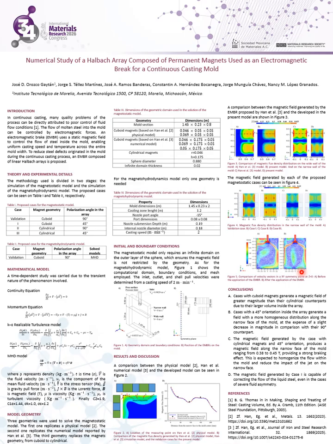As for the conclusions, cases with cuboid magnets generate a magnetic field of greater magnitude than their cylindrical counterparts due to their bigger volume. Cases with a 45 degree orientation inside the array generate a field with a more homogeneous distribution along the narrow face of the mold, at the expense of a slight decrease in magnitude in comparison to the 90-degree counterpart. The magnetic field generated by each of the cases is capable of correcting the flow of the liquid even in the cases of severe asymmetry.